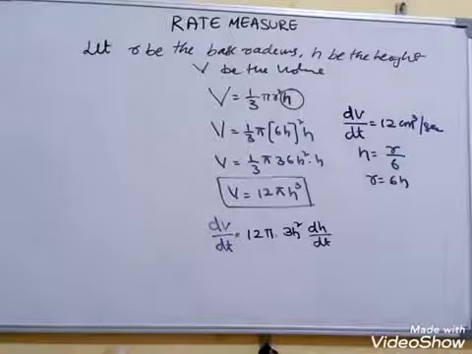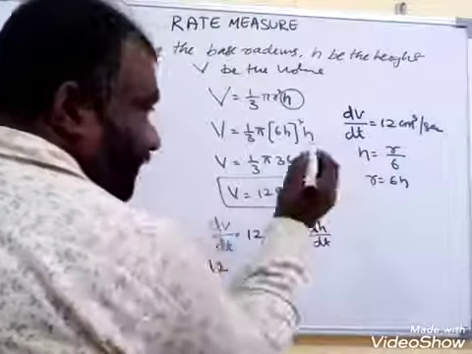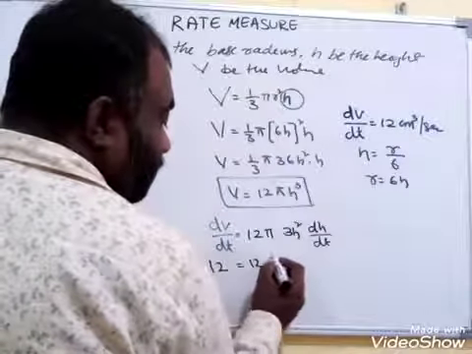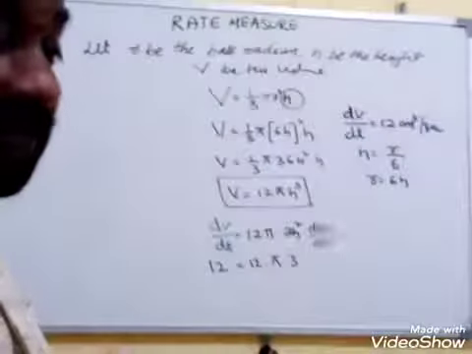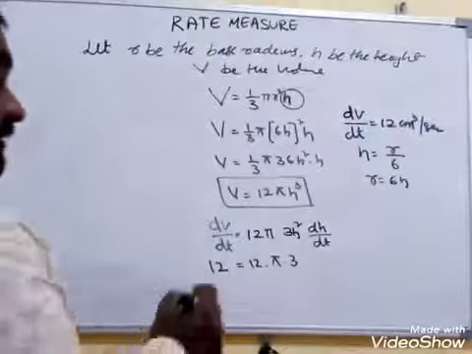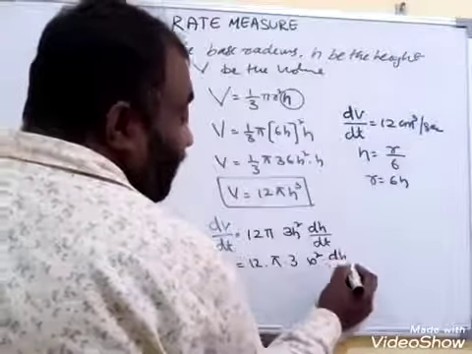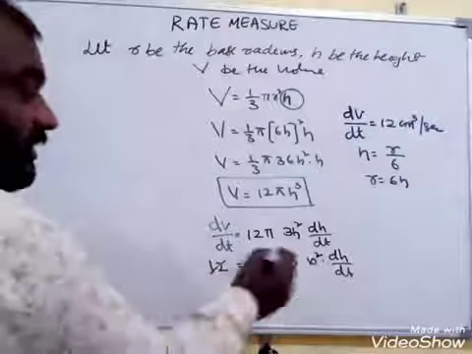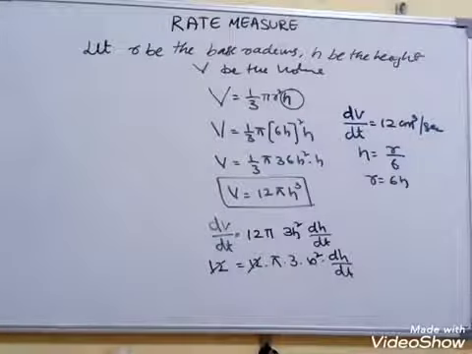Now observe that dV by dt is given as 12 pi centimeter cube per second. That is equal to 12 pi into 3 into h square, and when the height of the cone is 10 centimeters, that means 10 square, into dh by dt. Now the 12 pi and 12 pi get cancelled. 3 into 10 square, which is 100, gives 300.